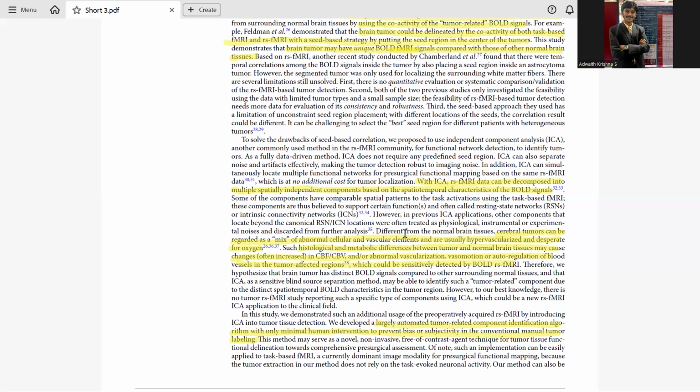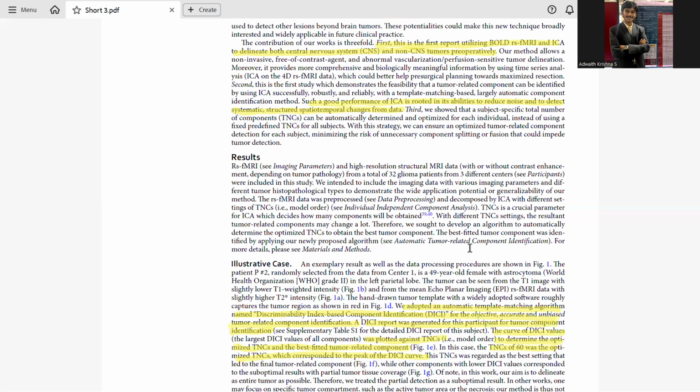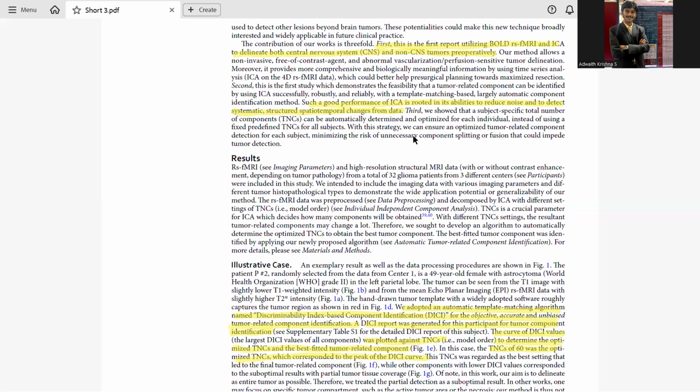I'll get into this in detail. That is, I'll simplify this. But before that, cerebral tumors can be regarded as a mix of abnormal cellular and vascular elements. And such histological and metabolic differences between tumor and normal brain tissues may cause changes in the CBF or cerebral blood volume, and that has been utilized over here. Now, they've mentioned the importance of their work over here. This is the first report utilizing BOLD resting state fMRI and ICA to delineate both central nervous system and non-CNS tumors preoperatively.